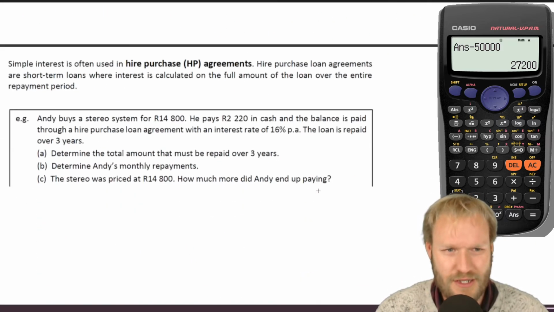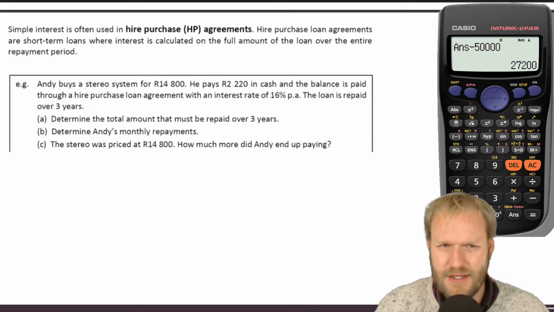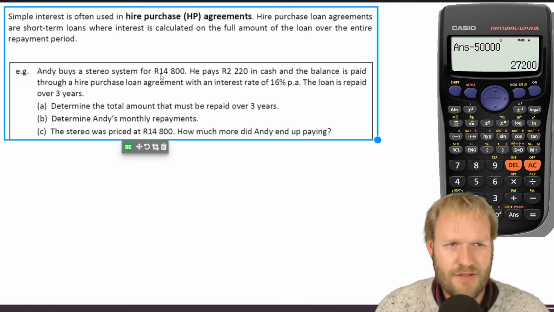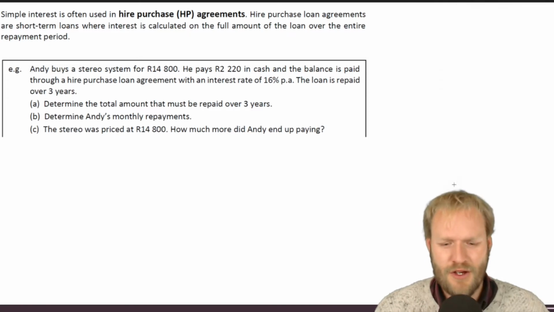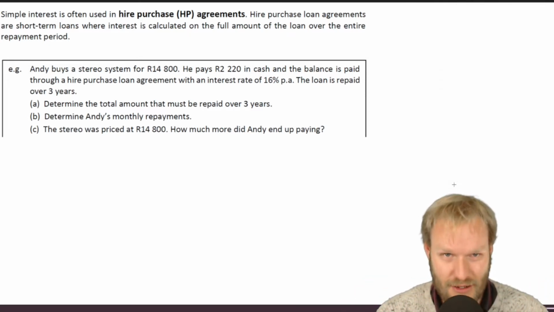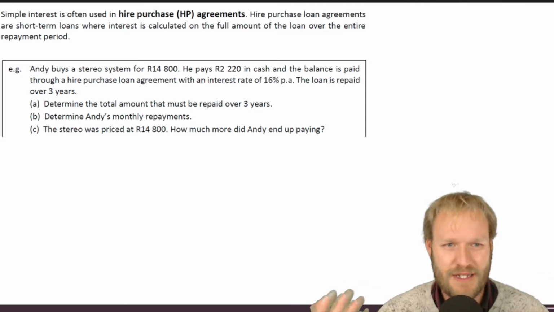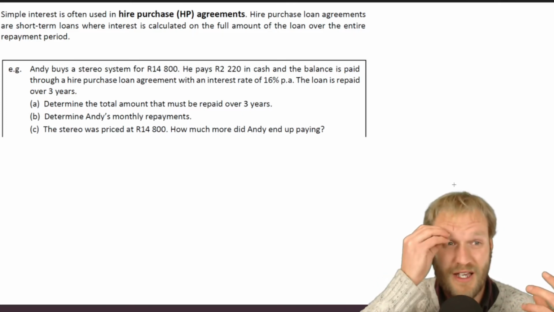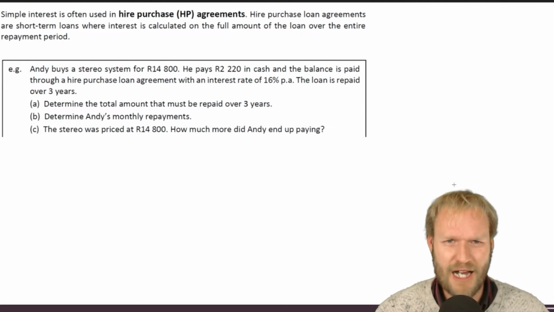Okay, so let's dive into another one here. As I said at the beginning, this idea of simple interest is only really used for hire purchase agreements. Now, in a hire purchase agreement, money is lent out. I mean, it kind of makes sense. Generally, it's when you want to buy something. So in this story, Andy's looking to buy some sort of stereo, maybe a high fidelity stereo, no, a hi-fi.